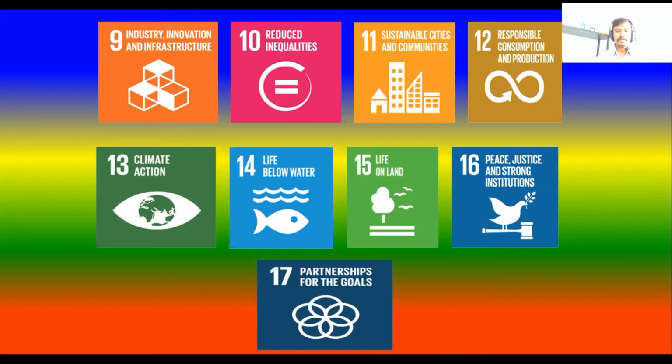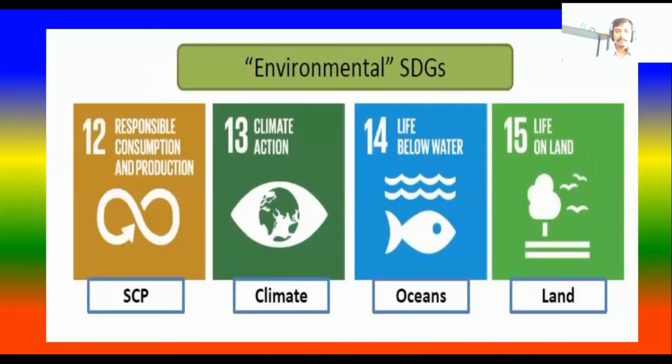So here, which is the environmental oriented? So every goal is indirectly the environmental impact, but what are the goals of directly environment issues? First, 12th goal, SCP, Responsible consumption and production. 13, Climate action. 14, Life below water, ocean. 15, Life on land. So these are the environmental SDGs.